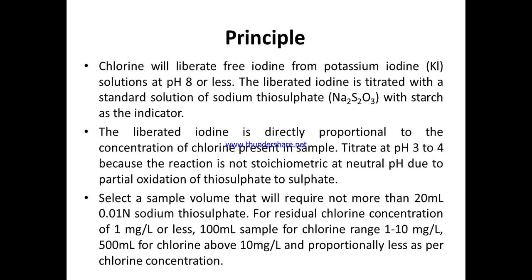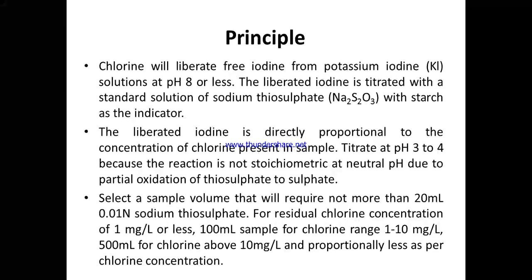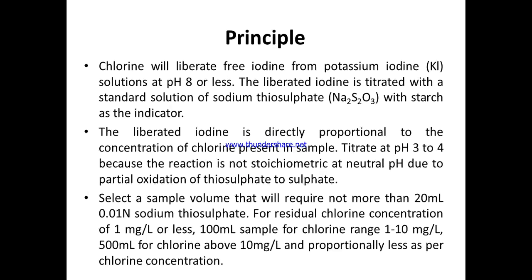Okay, so select a volume that will require not more than 20 milliliter 0.01 normality sodium thiosulfate Na2S2O3. For residual chlorine concentration 1 mg per liter or less, 100 milliliter of sample; for chlorine range 1 to 10 mg per liter, and 500 milliliter for chlorine above 10 mg per liter, and proportionally less as per chlorine concentration. Please go through the literature part that I will be sending to you immediately after the class is over. Okay, so you will see the lab video also, and you will go through the literature so that it is more clear to you all.